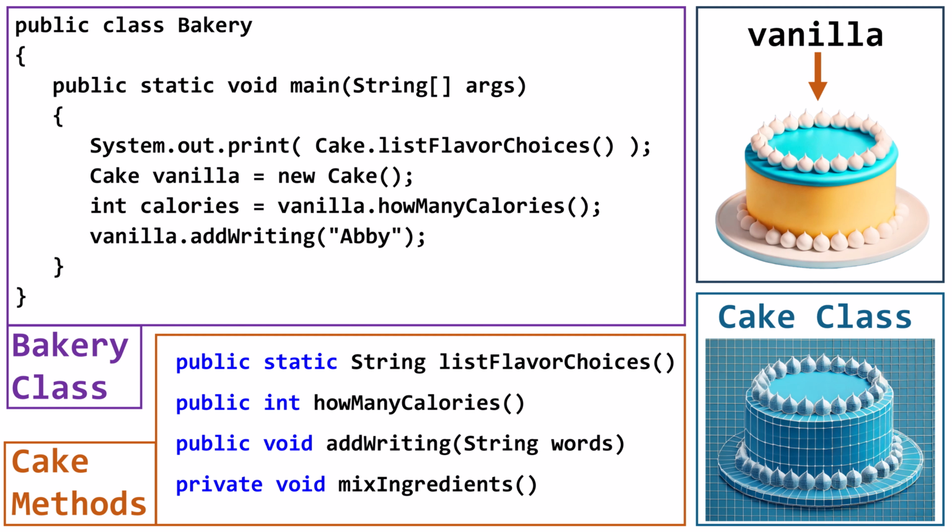When we call the addWriting method, it modifies the object. Some methods modify objects while others don't.